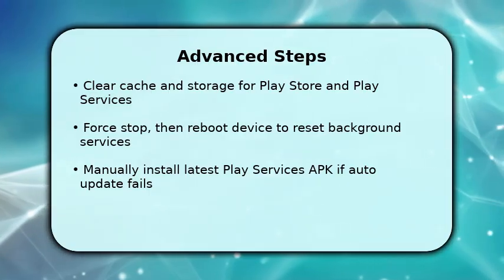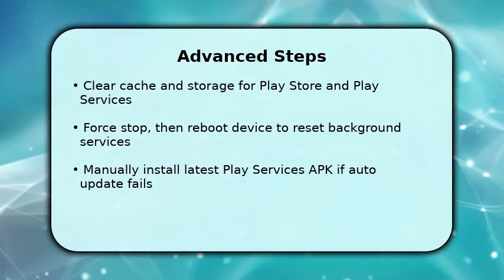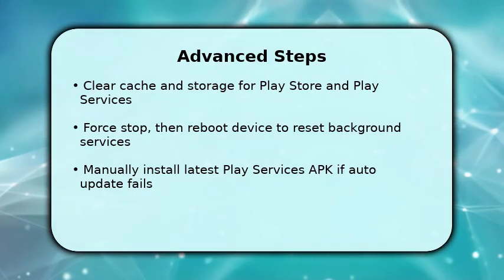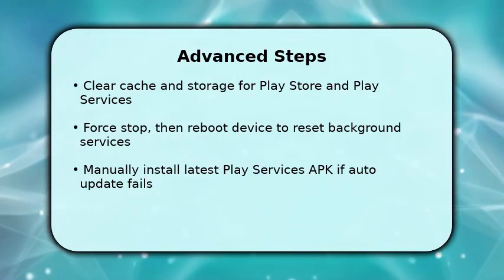If automatic update still fails, download the matching Play Services APK for your architecture and install it. Make sure the version matches your Android release, because mismatched builds can crash apps.